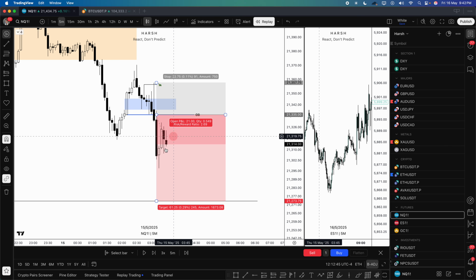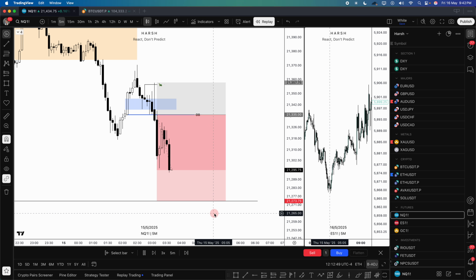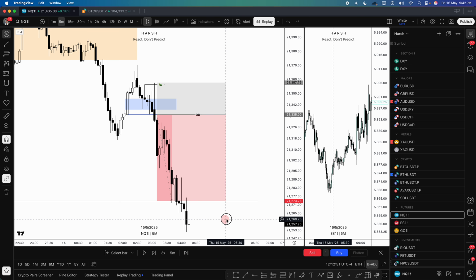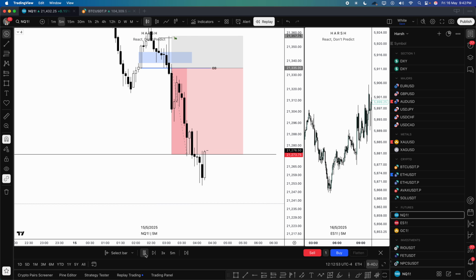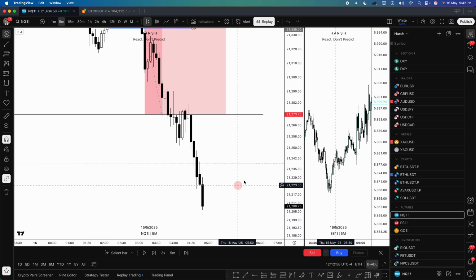So it firstly tapped this, we got filled, and then we need to just go lower to the draw on liquidity. So here you go. So that was the draw on liquidity, okay, and it even reached our final draw on liquidity.